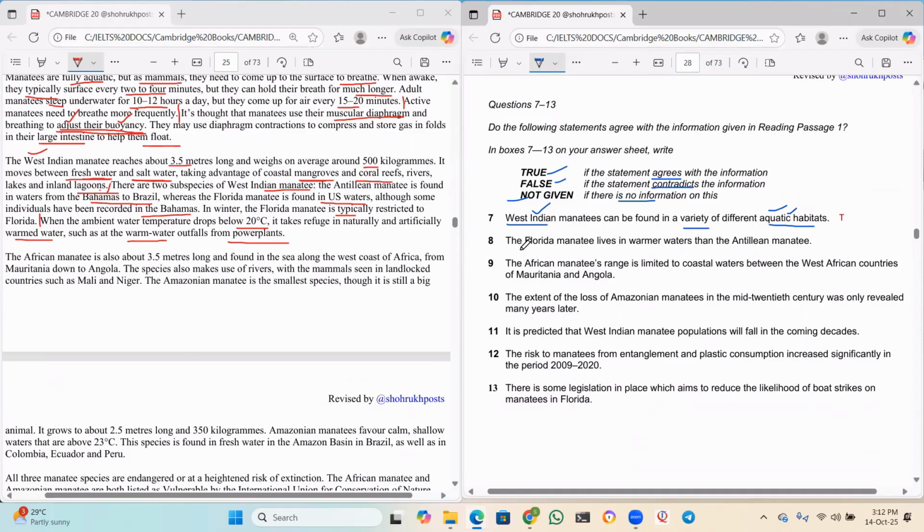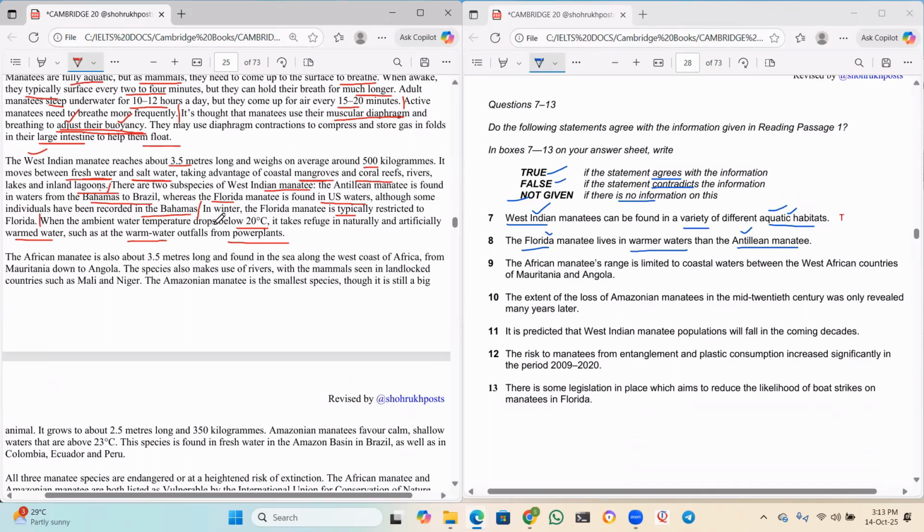Okay, next one. The Florida manatee lives in warmer waters than the Antillean manatee. Now, he's comparing here, okay? He's comparing the Florida manatee with the Antillean manatee, okay? Now, we have to read it and understand again. Now, there are two subspecies. One is Antillean, found in Bahamas to Brazil, and Florida, found in US waters. Although some individuals can be recorded in the Bahamas. Okay, till here it is fine. Now, he's talking about warm waters here, right? So, in winter, the Florida manatee is typically restricted to Florida.